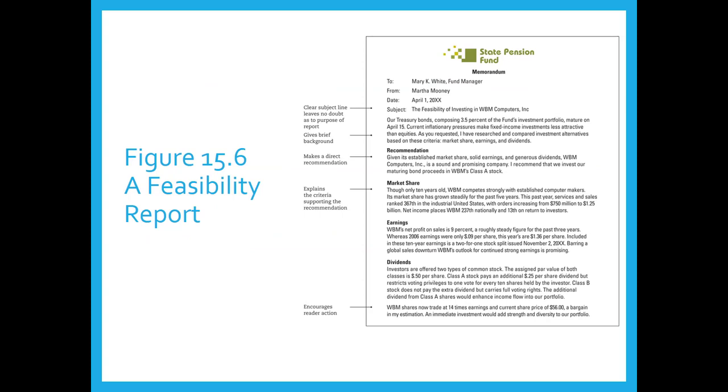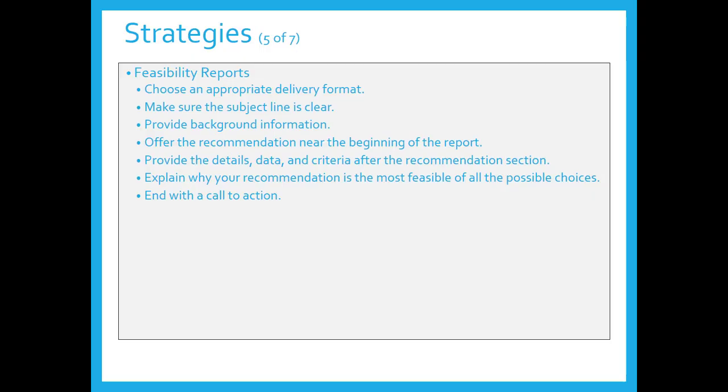Here's an example of that. There's a brief background introduction, if you will. There's a direct recommendation. Here's the criteria that supports the recommendation. In other words, here are the facts that went into making our decision, and then it encourages reader action. Feasibility reports, again: appropriate delivery format, provide the background information, details, data, and criteria for the recommendation, and explain why your recommendation is the most feasible of all the possible choices. And of course, in the end, you want to end with a call to action.